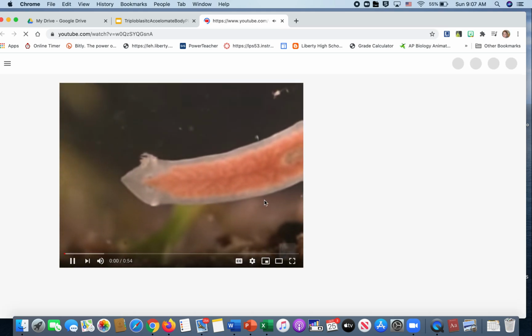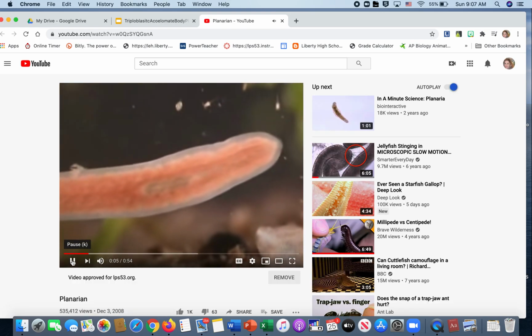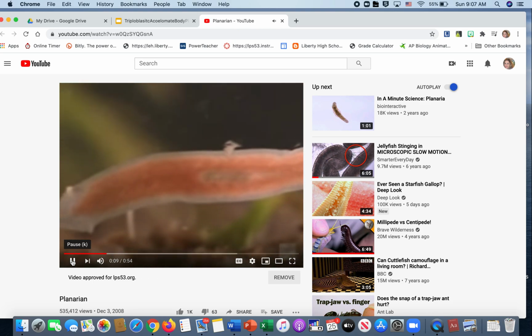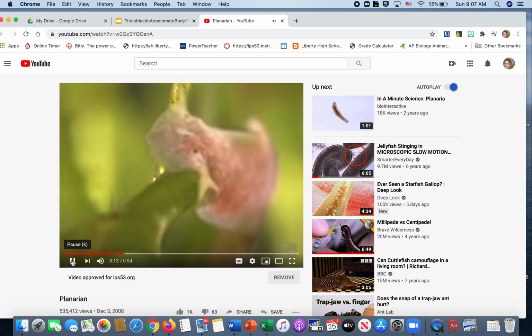Okay. So here it is. It is in flatworms like planaria that we first see bilateral symmetry and cephalization, the localization of the sense organs in the head region. A pair of ocelli, light-sensitive eyes.